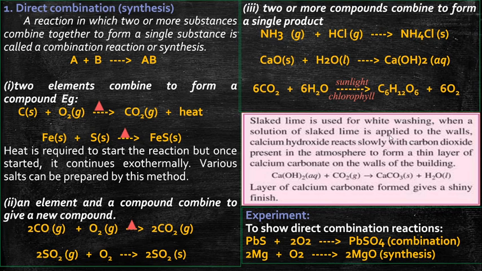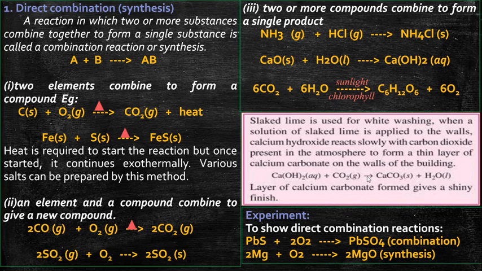Generally this slaked lime is used for whitewashing. Once a newly constructed building is completed, they give the whitewash as the first coating to the walls. Because of this coating, it produces a thin layer of calcium carbonate that protects the wall. And this layer of calcium carbonate also gives a shining surface.